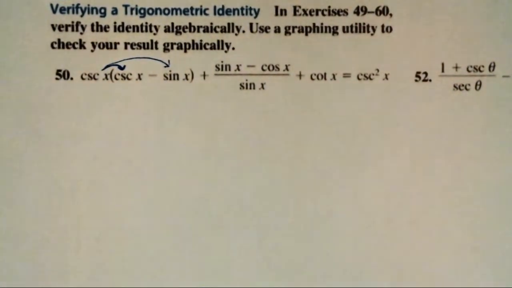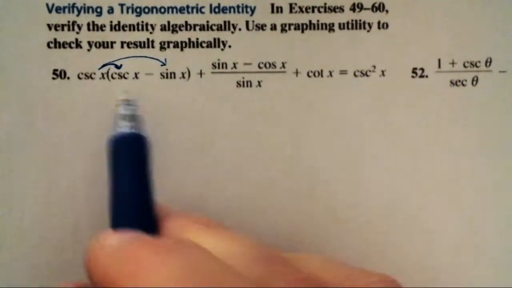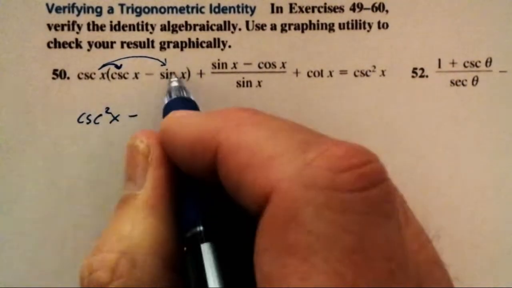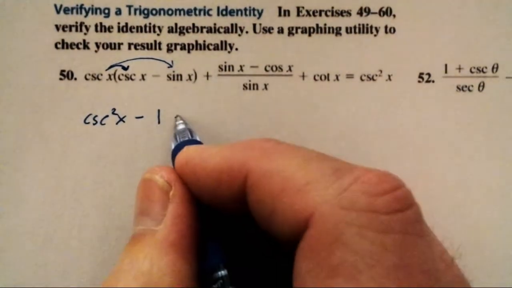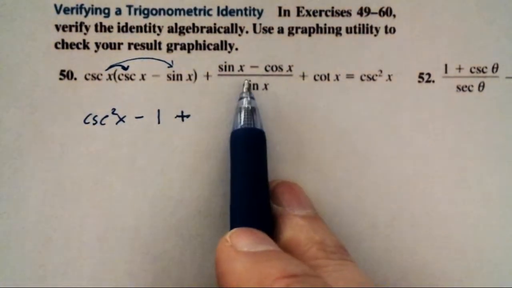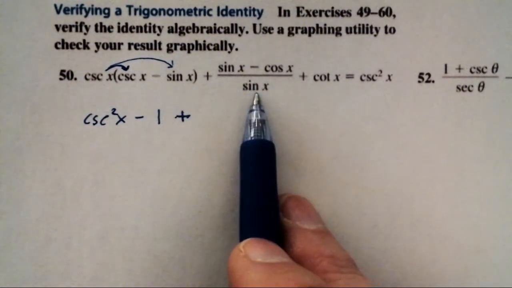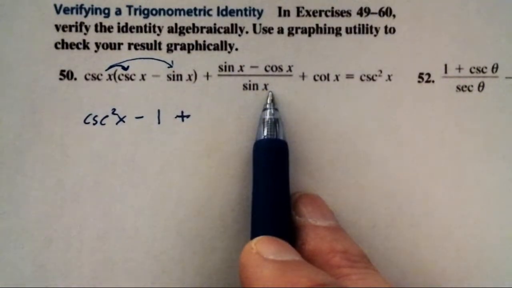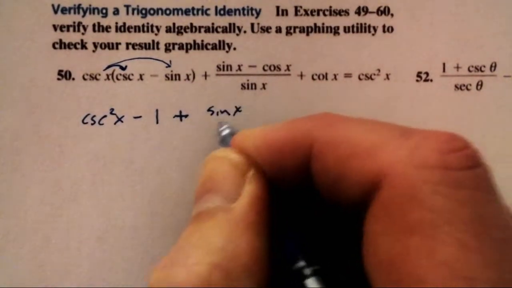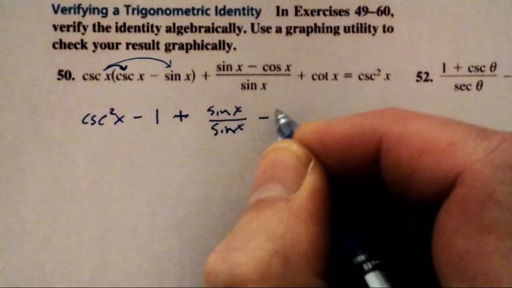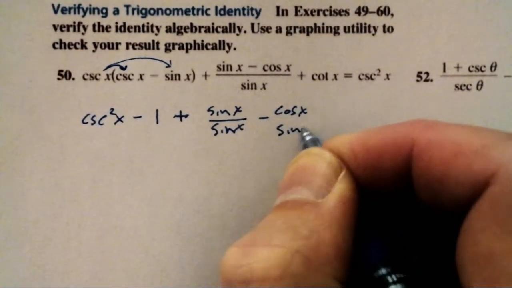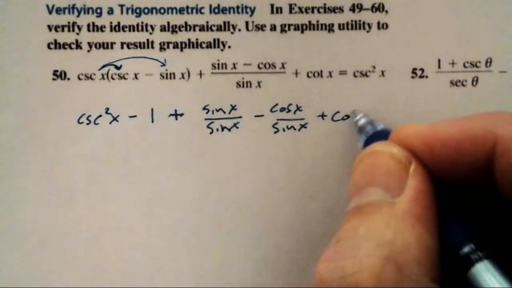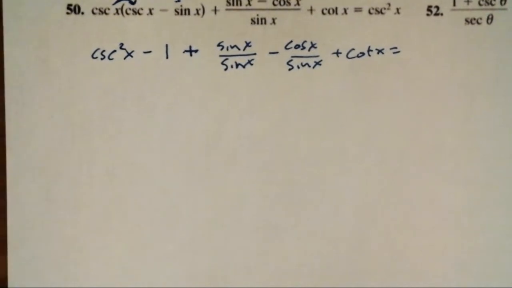Well, cosecant squared, there's a payoff there because it brings Pythagoreans into play. And cosecant times sine, they're reciprocals. So this is cosecant squared x minus cosecant times sine 1 plus, pretty sneaky here, sine minus cosine on sine could be sine on sine minus cosine on sine. Sine of x on sine of x, we certainly see a payoff for that, minus cosine of x on sine of x, plus cotangent of x equals. Well, what good's happened here?